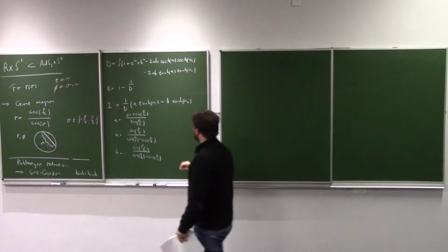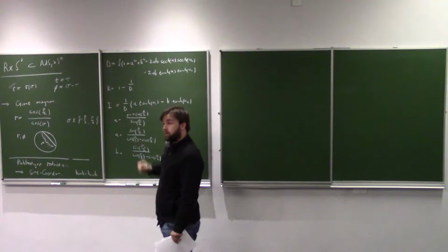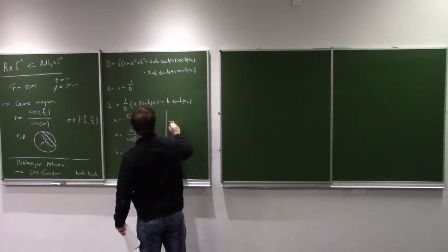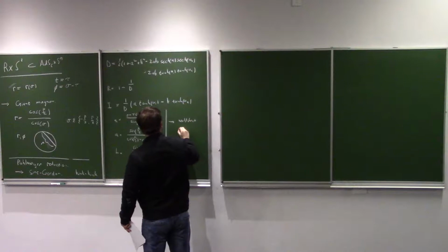Let me just add this footnote here. We always have reparameterization invariance to choose t and phi as we want. We chose them in a particular way here, and this is going to give me a world sheet metric proportional to the Minkowski metric in this choice.